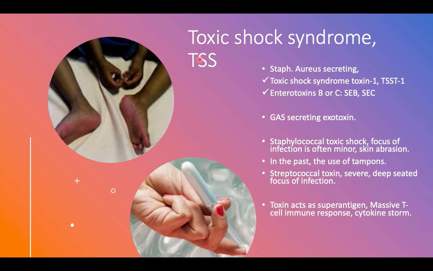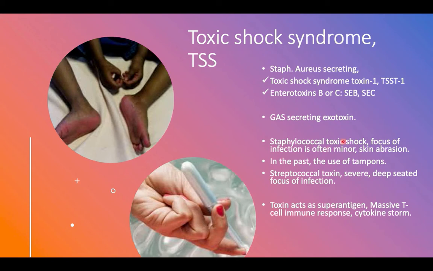About toxic shock syndrome, Staph aureus can secrete exotoxins, which are secreted by the organism and then pass to the circulation, producing manifestations. Exotoxins include toxic shock syndrome toxin 1. Also group A streptococci, another organism, can secrete an exotoxin called toxic shock syndrome-like toxin.